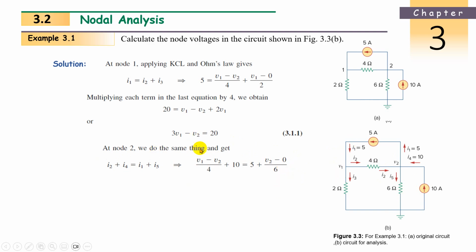So now rearrange this one. You will get some equation. Then you will rearrange that one. You will get in terms of V1 and V2 as minus 3V1 plus 5V2 equal to 60. So how many equations did we get? Here one equation, another equation.